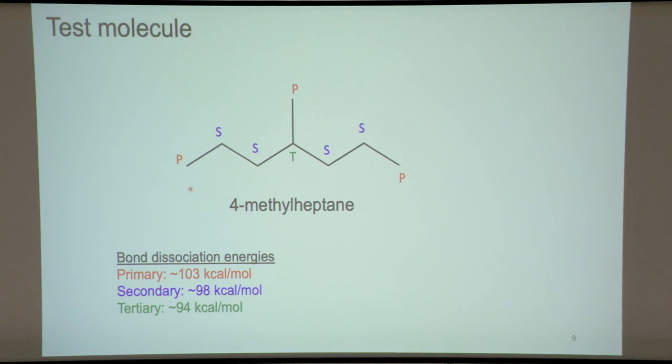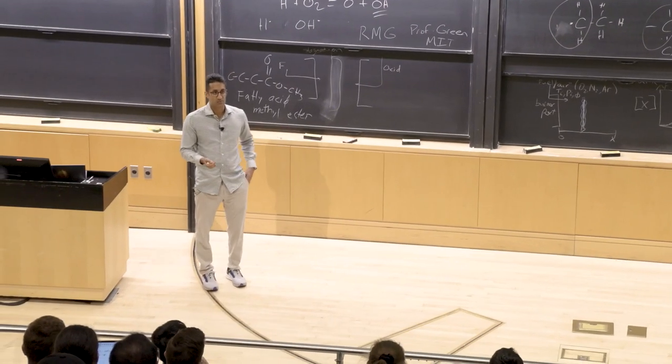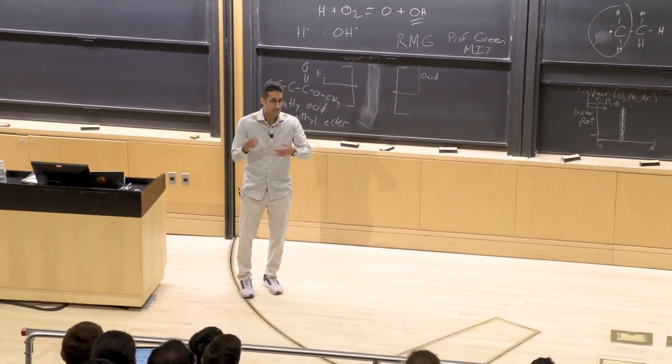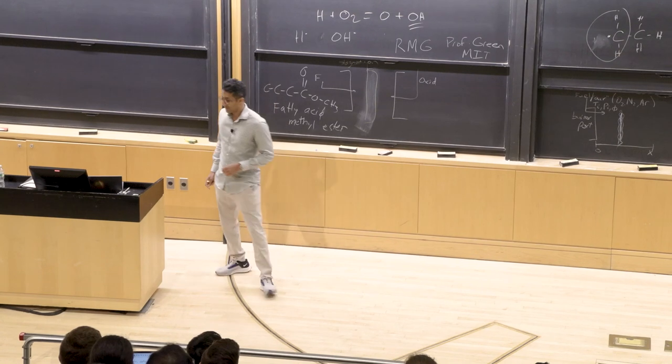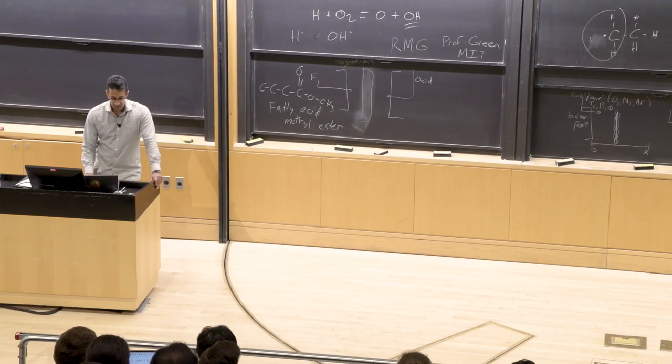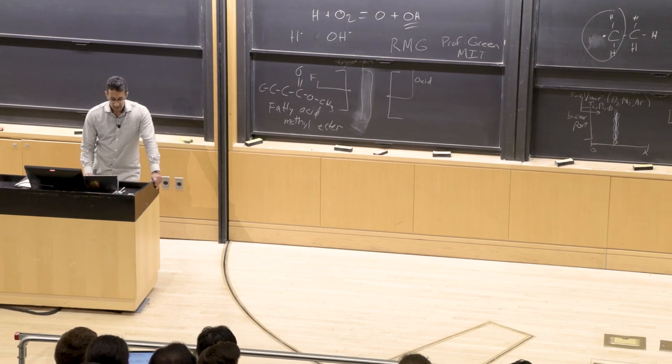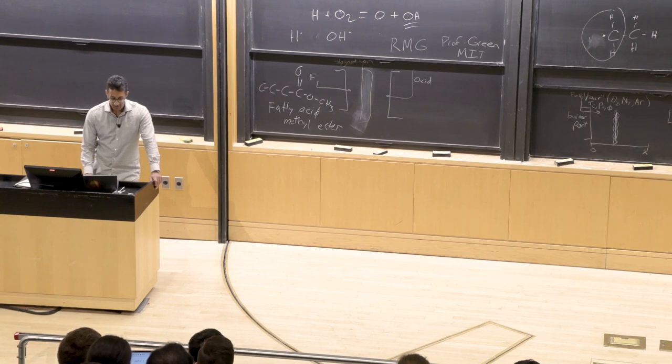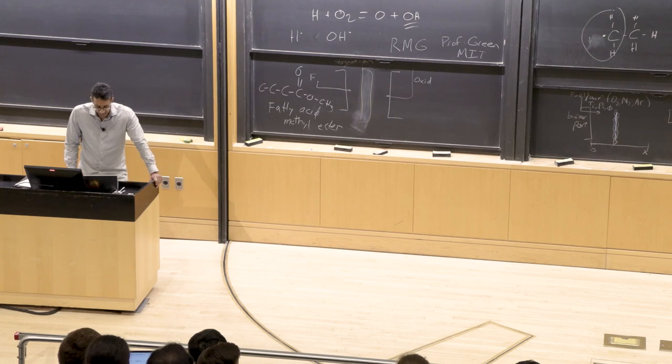You can see here, what does it look like? The first thing: I got a new fuel, a new molecule, and I want to build a model for it. We'll try to understand what the different carbon atoms are and how the reactions might proceed. This 4-methylheptane has three different primary carbons and four secondary carbons, two of them actually the same as the other, and one tertiary carbon.